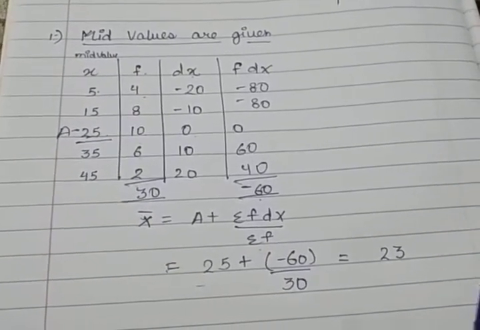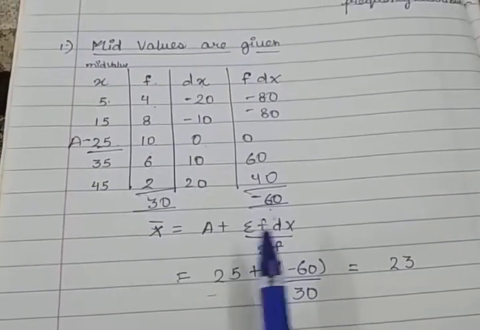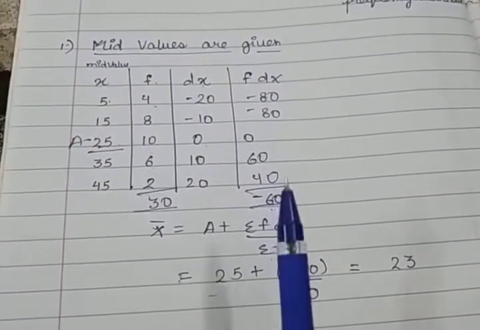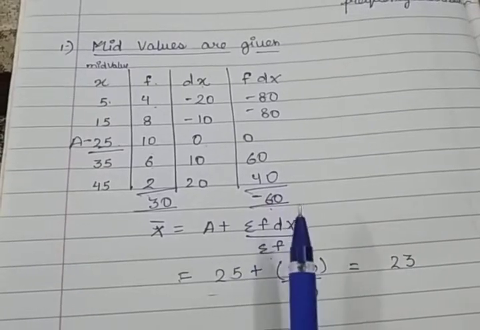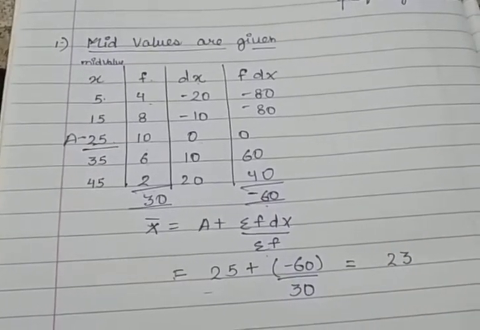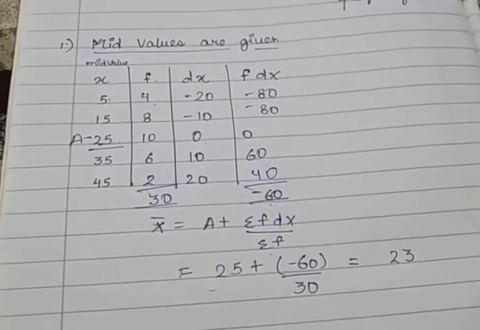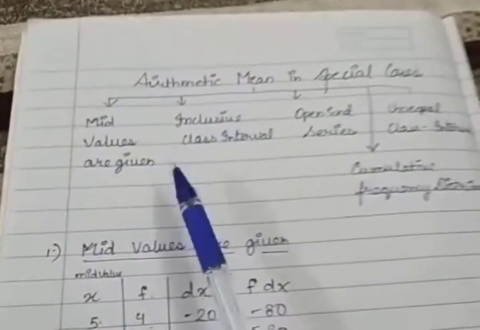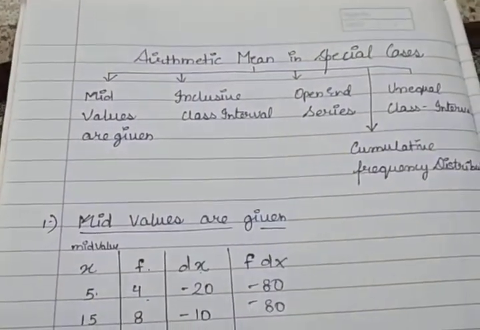It is up to you which method you want to use: the shortcut method, the direct method, or the step deviation method. Here I have used the shortcut method. Now let's start with the second case. The second case is inclusive class interval.